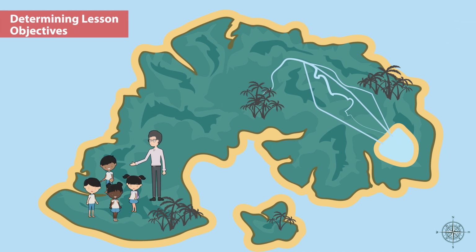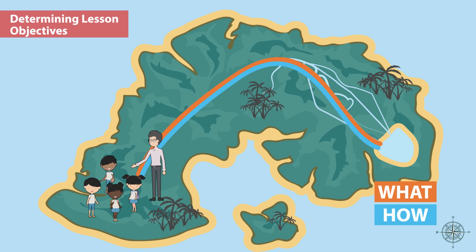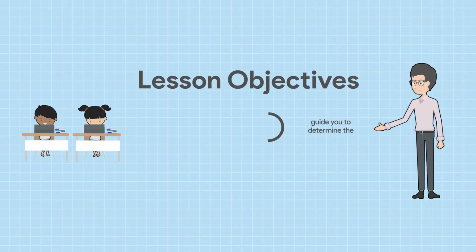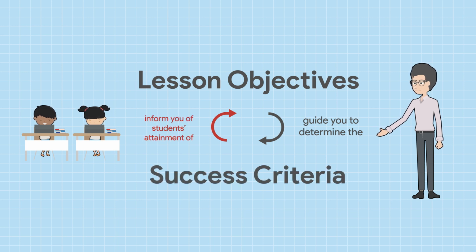Determining lesson objectives requires you to consider what student learning outcomes you want to achieve in the lesson and how you would want to lead students to achieve the desired student learning outcomes at the end of instruction. Lesson objectives also guide you to determine the success criteria for learning.